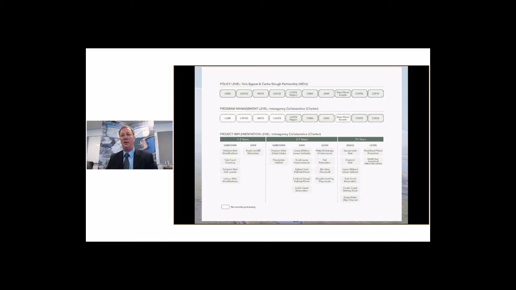A number of issues will need to be addressed along the lines I've described. But it starts with essentially the initiatives to get the governance structure in place to be able to resolve the issues, at the policy, program, and project level.